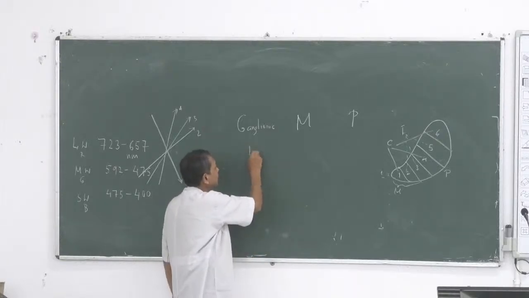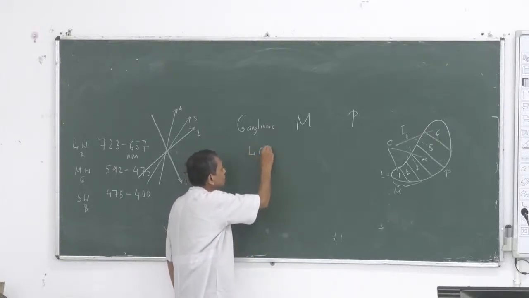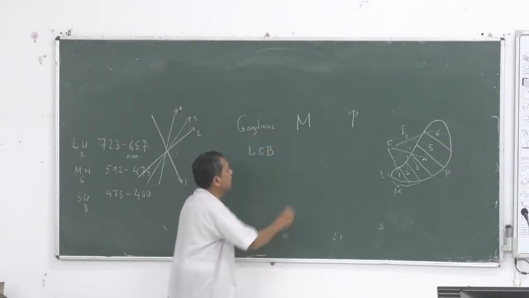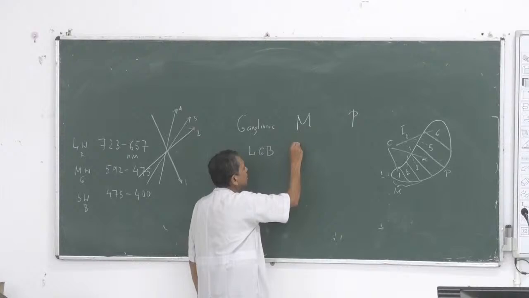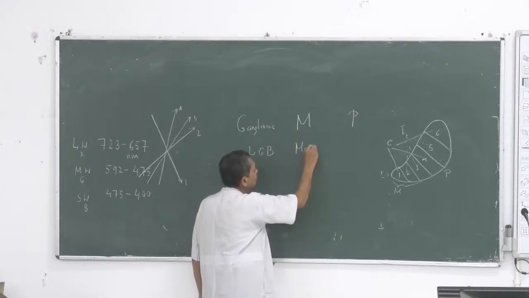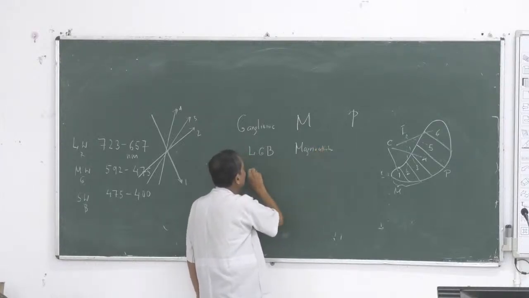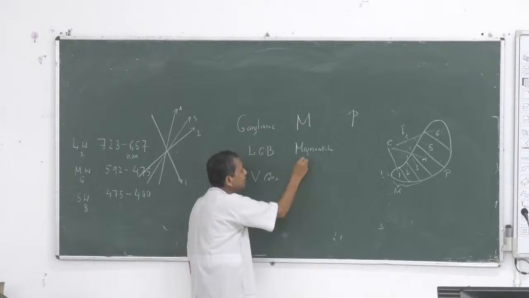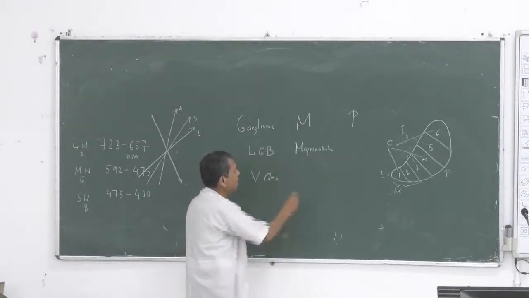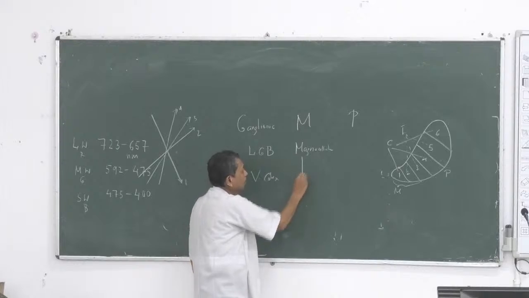And in the lateral geniculate body, now it is the magnocellular layer. It is also magnocellular, and these M cells will have their function of the movement.